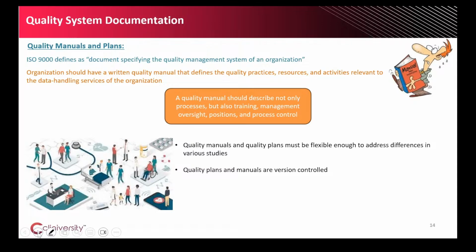Let us now understand about the quality manuals and plans. The quality manual is defined by the ISO 9000 as a document which will specify the quality management system of an organization. An organization should have a written quality manual that will define the quality practices, resources, and activities relevant to the data handling services of the organization.